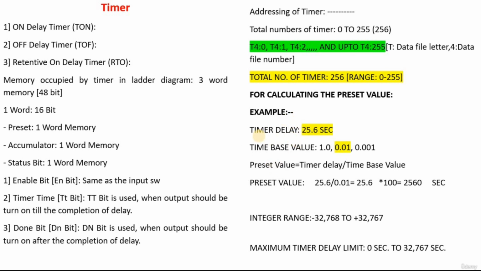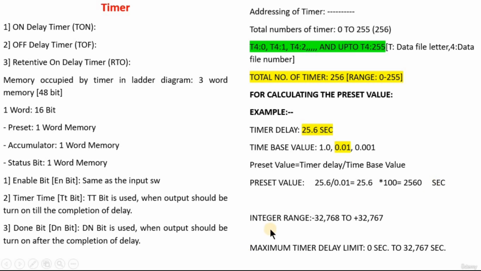If you select the time-base value 1, we will get the same value, 25.6 seconds. But if you select the second time-base value, 0.01, then we are able to convert that floating number into an integer number. Here you can see we have calculated the answer, which is 2560. But make sure that after putting this preset value as the timer delay, your time-base value is changed so that it is 0.01.